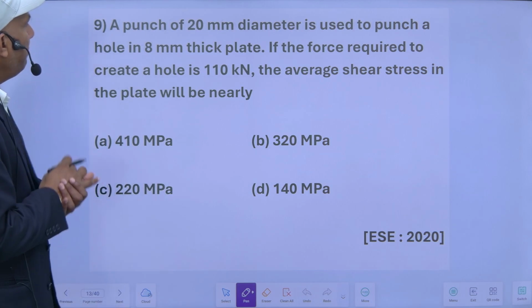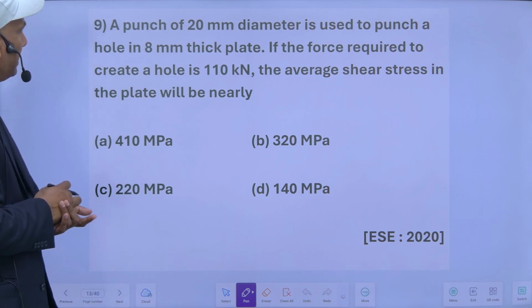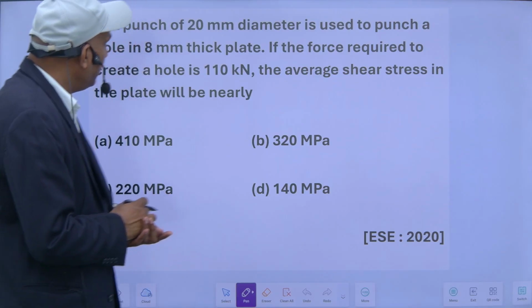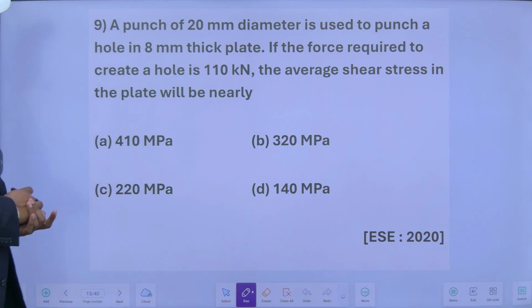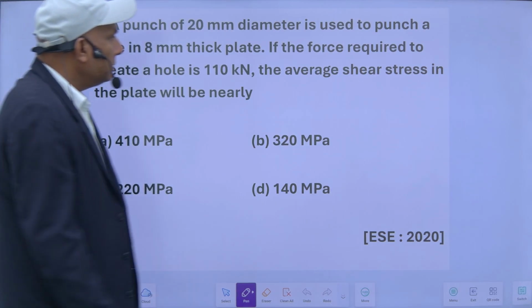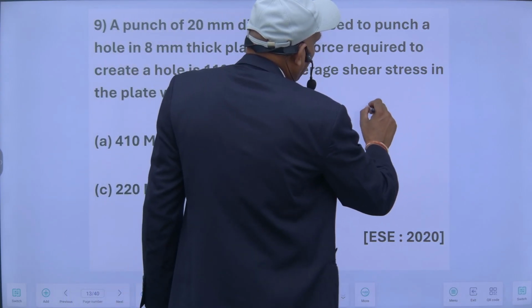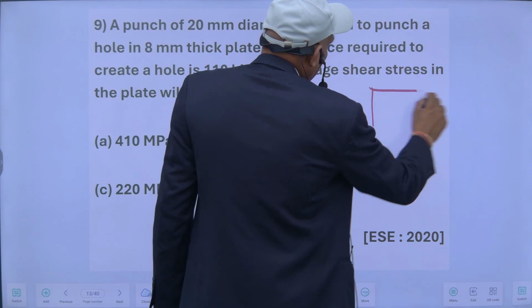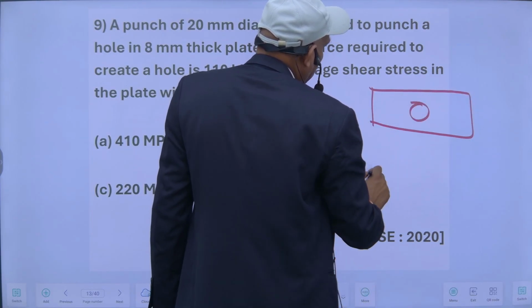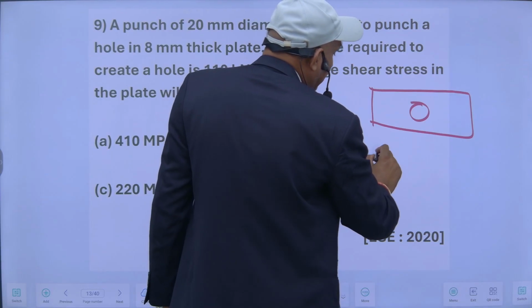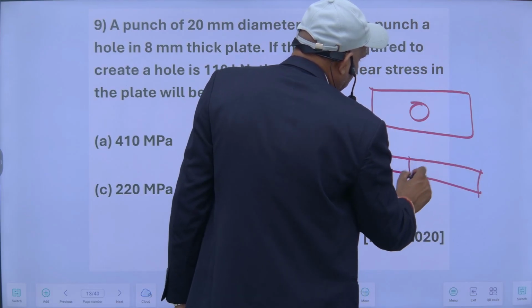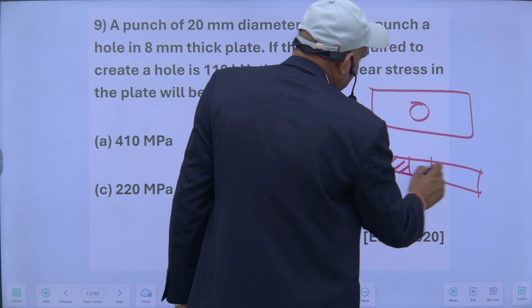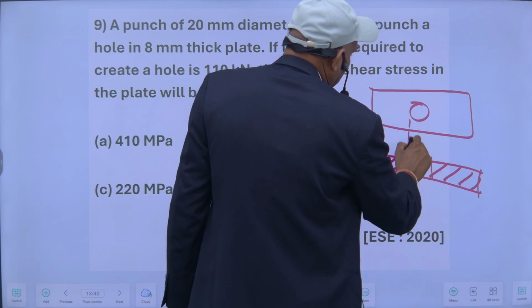A punch of 20 mm diameter is used to punch a hole in an 8 mm thick plate. If the force required to create a hole is 110 kilonewton, what will be the average shear stress in the plate? So this is the plate and this is the hole. If I draw the cross section, it will be like this. So this is my hole.